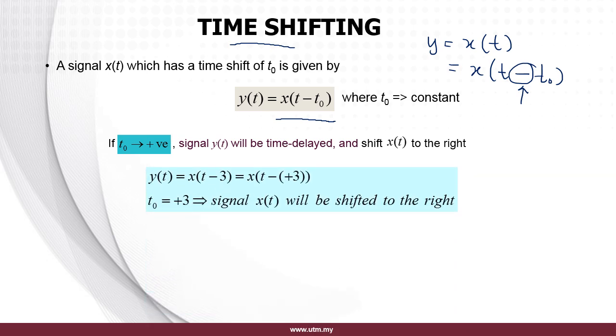For example, if you have y(t) equal to x(t minus 3), you need to compare the given equation with the general equation, x(t minus t naught). The negative is there. So what is your t naught? In this case, t naught is positive 3. When it is positive, it means that the signal will be shifted to the right by 3.